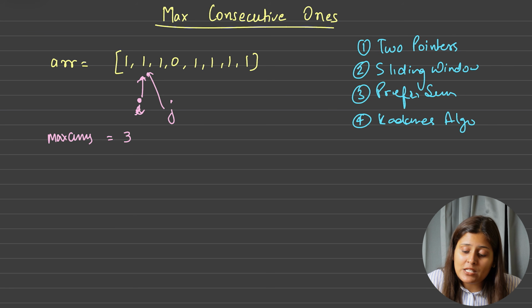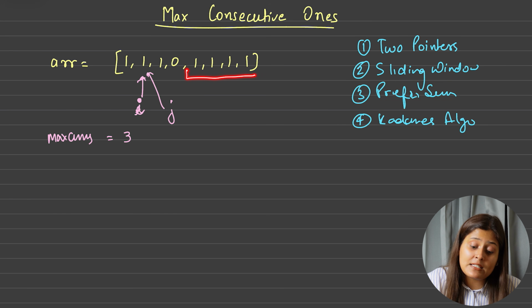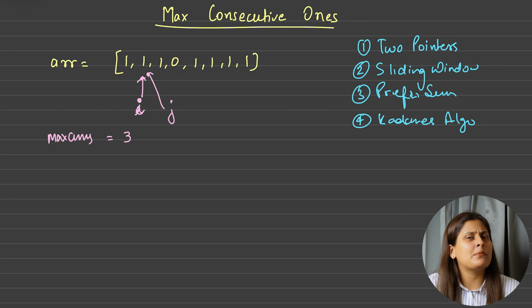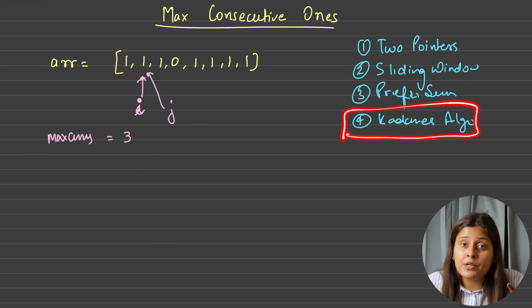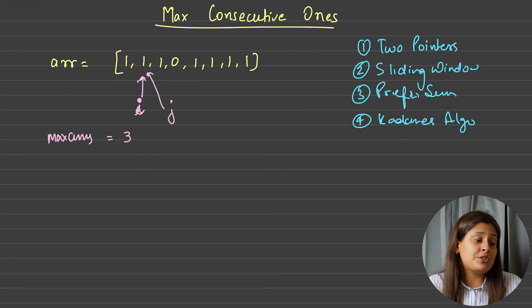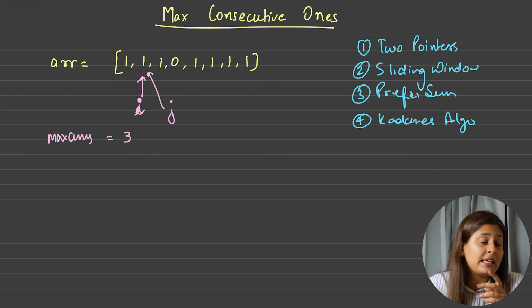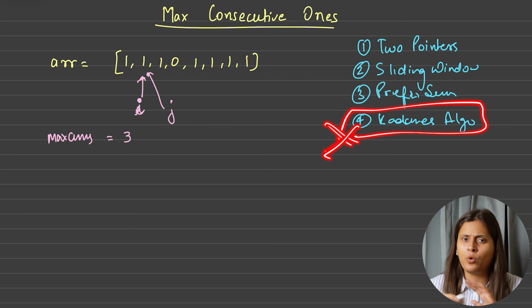Now let's see prefix sum. We need prefix sum whenever we want a continuous subarray summation. Here we don't need summation. Yes, so hence we can cancel prefix sum. Kadane's algorithm we use whenever we need subarray summation, but negative numbers also lie there. And if you check the constraints, it says the number will be either 0 or 1. So hence we don't have to take care of negative numbers, which means no Kadane's algorithm.